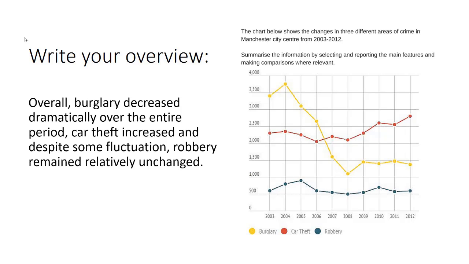Overall, burglary decreased dramatically over the entire period. Car theft increased, and despite some fluctuation, robbery remained relatively unchanged. See how simple that is? How easy it is if you simplify it and you don't overcomplicate it? Basically, what I've said is, one went down, one went up, one stayed the same. Those are the key features. Those are the general trends. No data. You're not including any data in your overview.